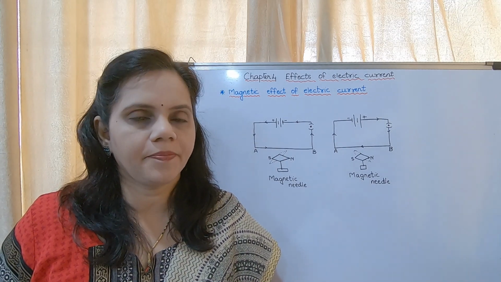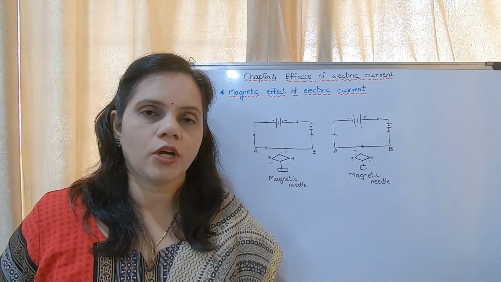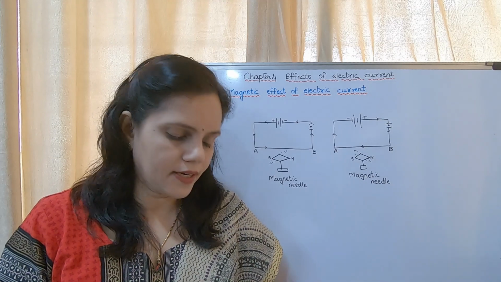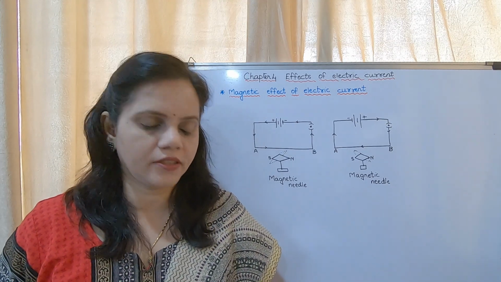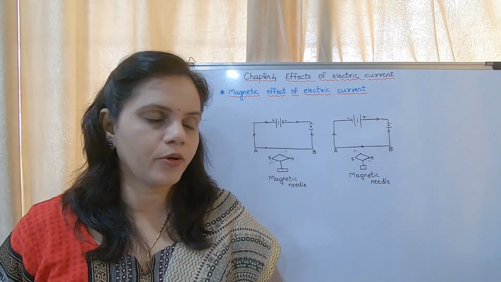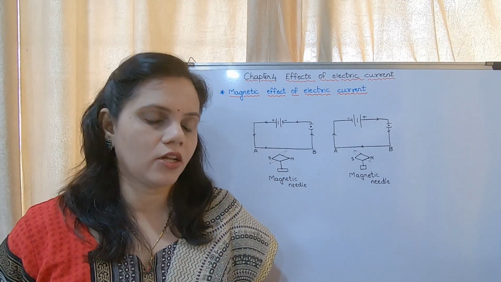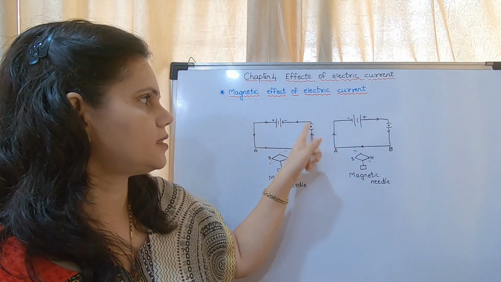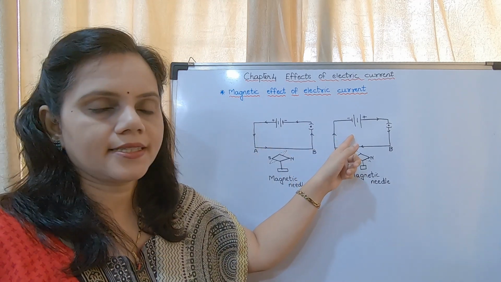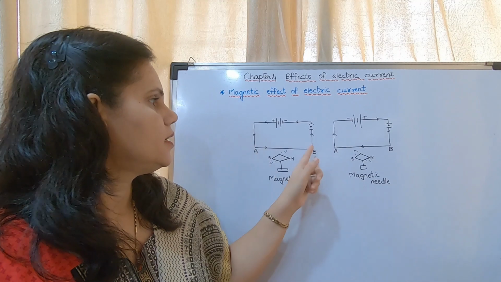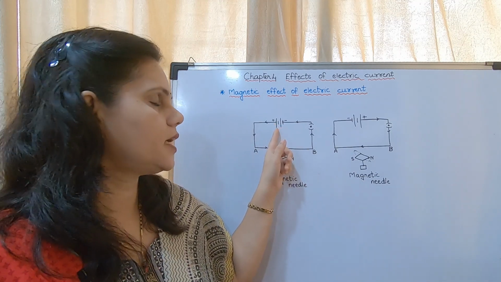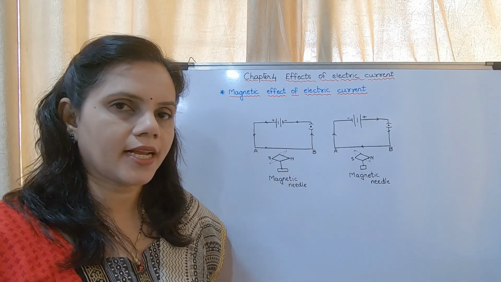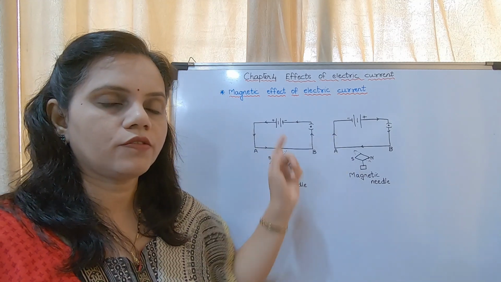Now we may move on to today's topic, that is the magnetic effect of electric current. There is an activity given on page number 51, figure 4.5. The diagram I have drawn here also. There is a wire, this is the first connection, this is the second connection, this is the connection of the cell. The bigger line shows the positive terminal and the smaller line shows the negative terminal of the cell. The current flows from positive to negative.